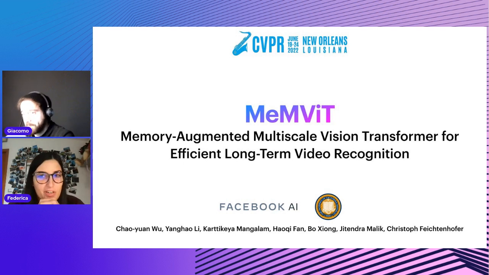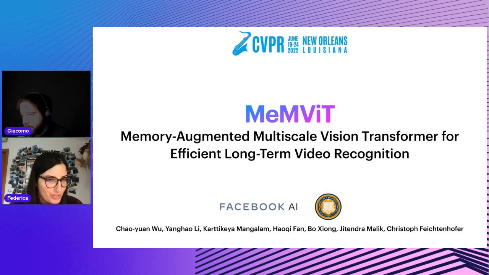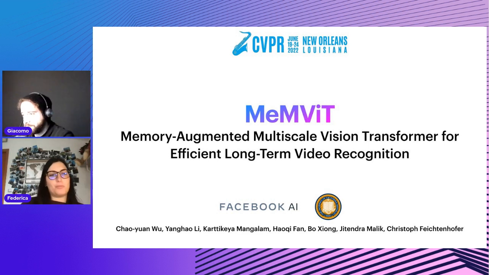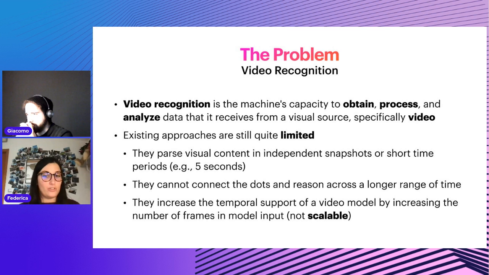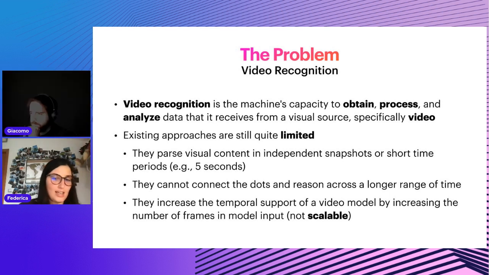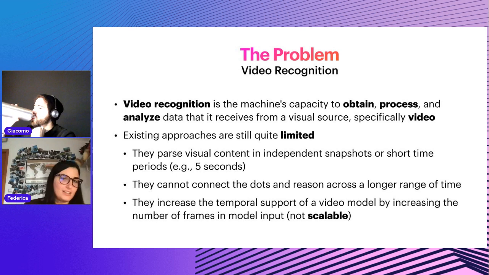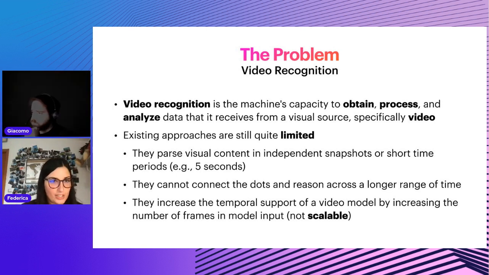Yes. So this is a very interesting paper, and the authors are the ones you can see there. They are from Facebook AI Research and from Berkeley, and they have presented this paper inside the CVPR 2022 conference. So this was a very interesting paper, as I said before. And the problem here is video recognition. So you should know that video recognition is the machine's capacity to obtain, process, and analyze videos, and in particular to understand what is inside the video.